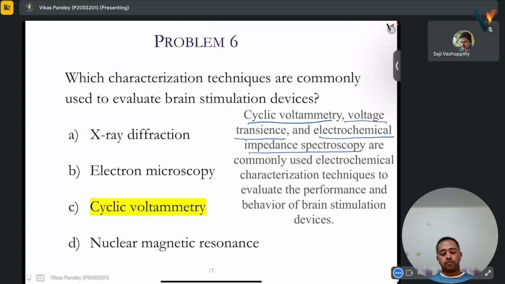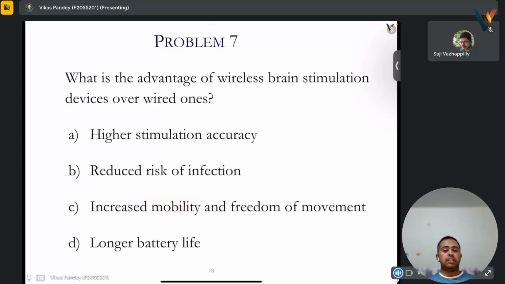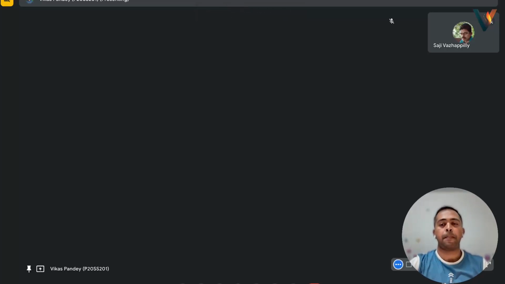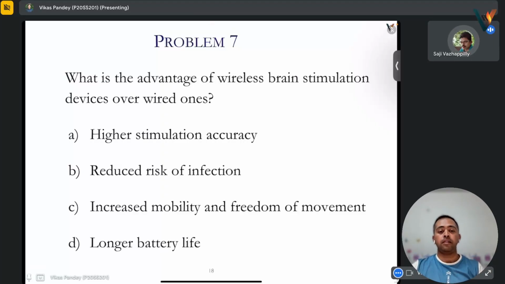Okay, now next is, what is the advantage of wireless brain stimulation device over wired ones? Higher stimulation accuracy, reduced risk of infection, increased mobility and freedom of movement, or longer battery life. Yes, increased mobility and freedom of movement.